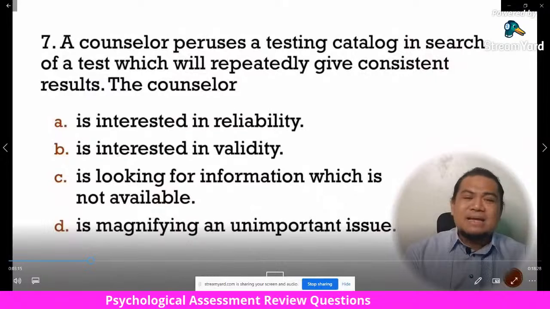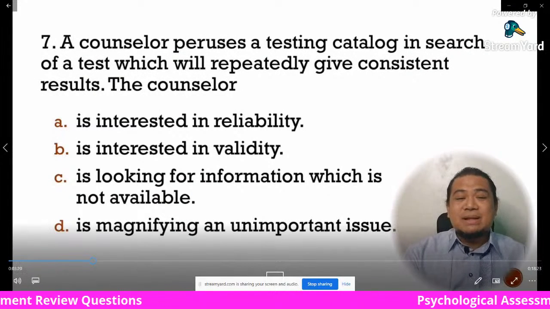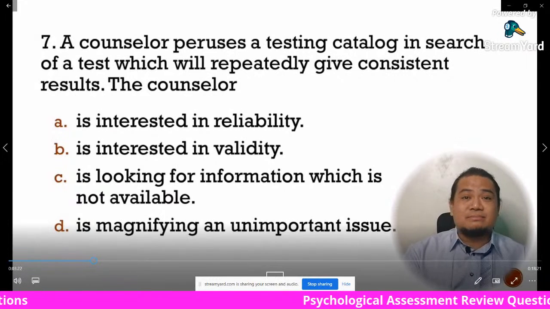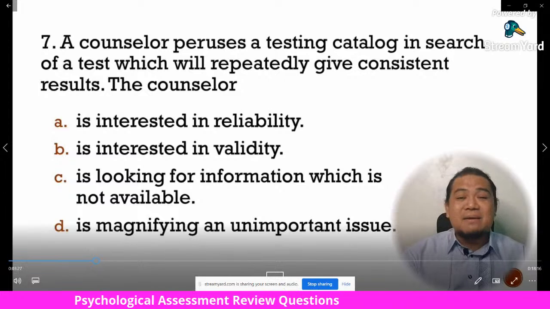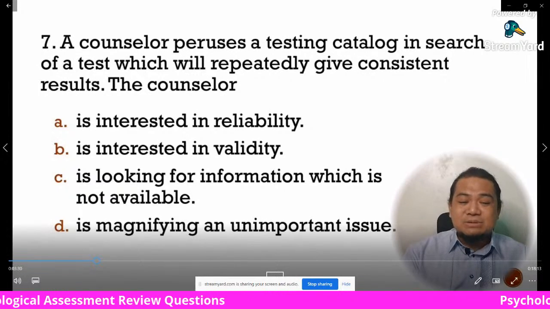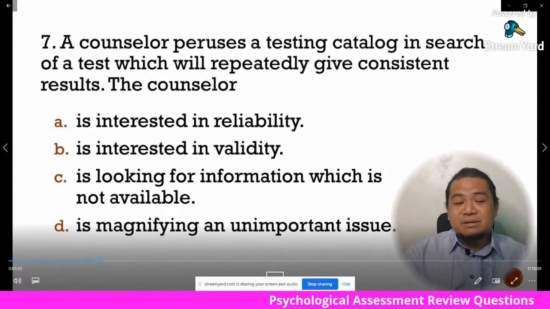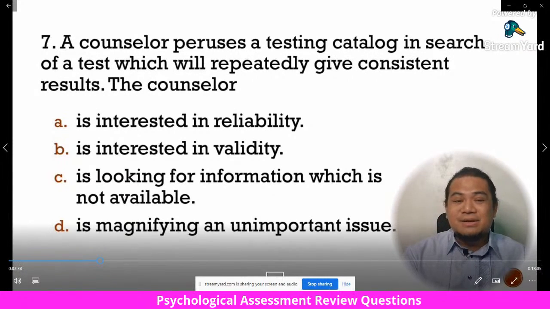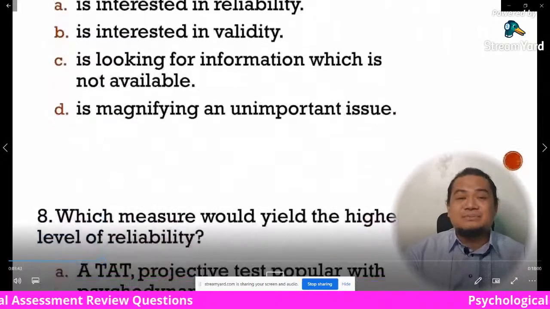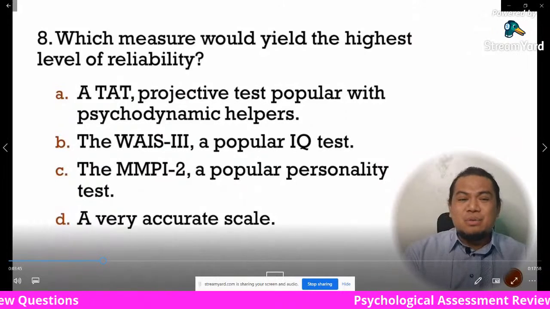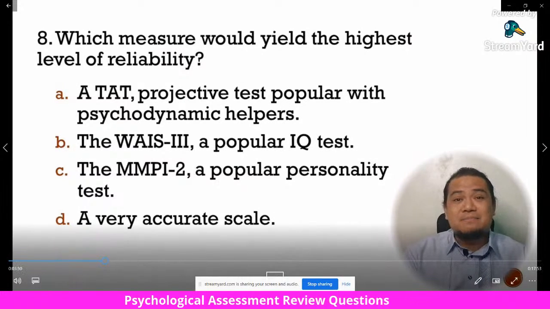Number 7, a counselor peruses a testing catalog in search of a test which will repeatedly give consistent results. The counselor, letter A, is interested in reliability. B, is interested in validity. C, is looking for information which is not available. Or letter D, is magnifying an unimportant issue. Number 8, which measure would yield the highest level of reliability?